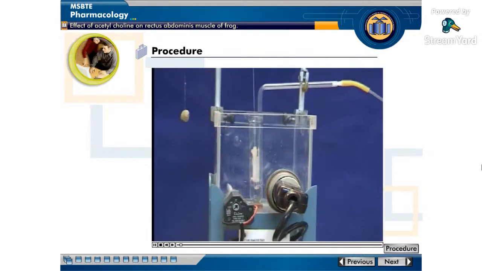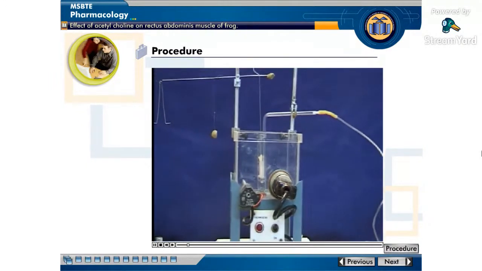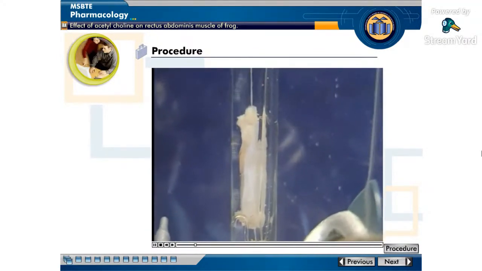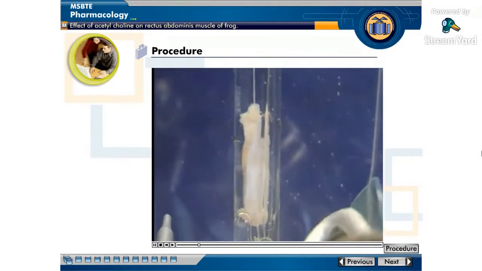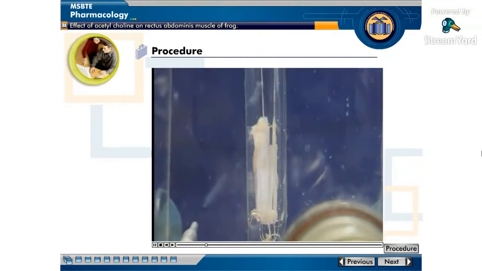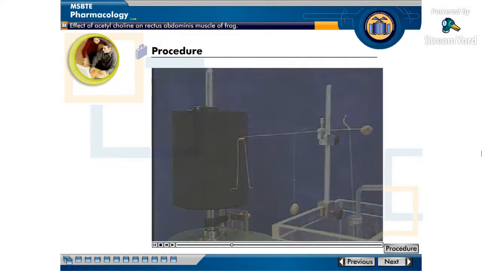We have already learned the isolation technique of frog's rectus abdominis muscle and the setup of assembly. Now stabilize the mounted muscle preparation for 45 minutes in frog ringer solution. During this period, wash the muscle preparation with fresh quantity of frog ringer for at least 4 times. Start the drum after stabilization. Take baseline for about 30 seconds on smoked paper.